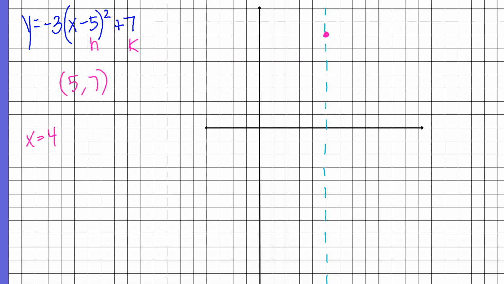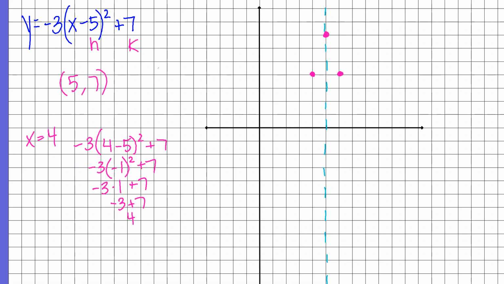So if x equals 4, it would be negative 3 times (4 minus 5) squared plus 7. And I'd have to evaluate that. So parentheses first, 4 minus 5 is negative 1. Then I need to square that. So that would be negative 1 times negative 1, that's 1. Negative 3 times 1 is negative 3. And negative 3 plus 7 is 4. So when I plug in 4, I get a value of 4. So that would be right here. And now that I know that point, I've reflected over the axis of symmetry, and I know that point as well.